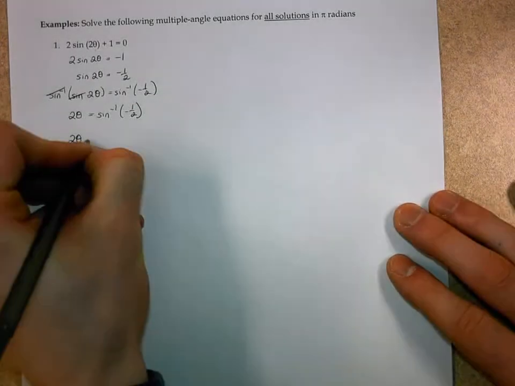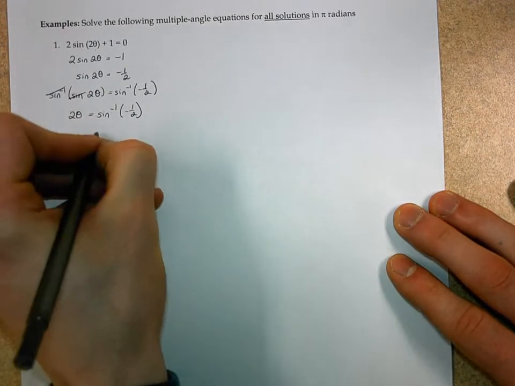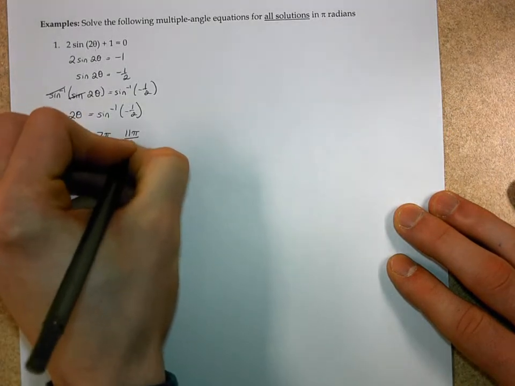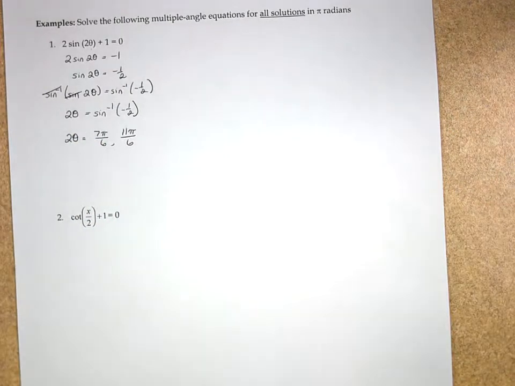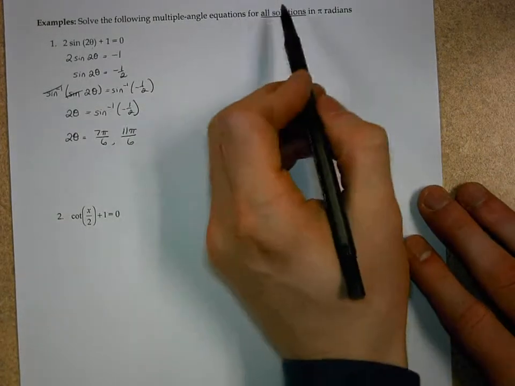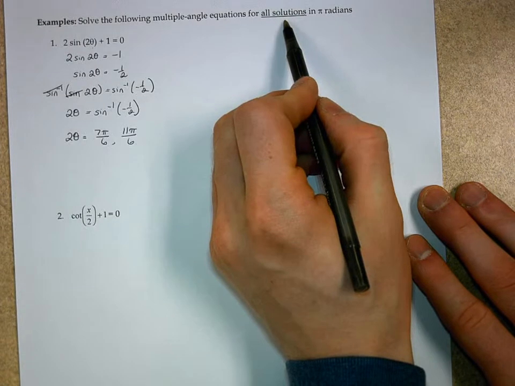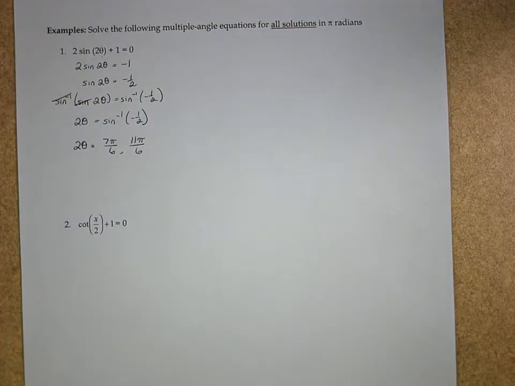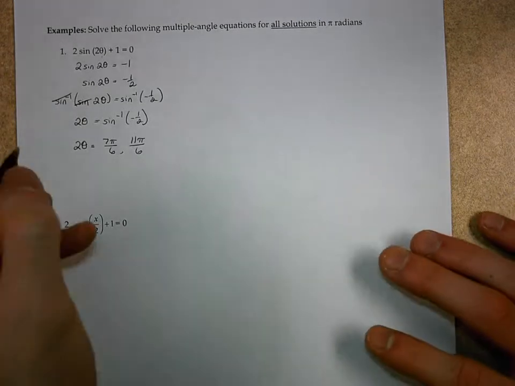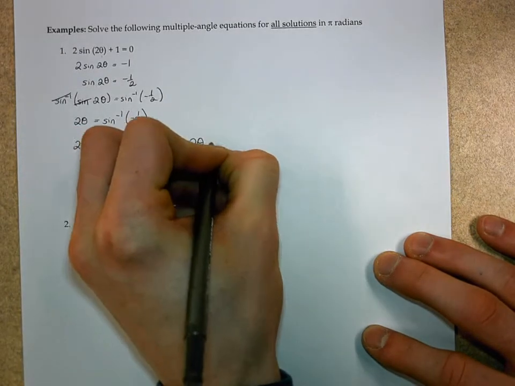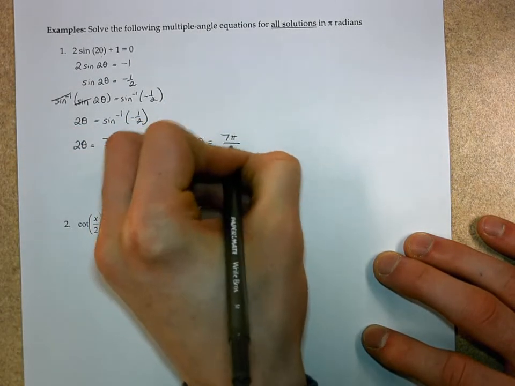So really, this is 2 theta is equal to 7 pi over 6 and 11 pi over 6. Now, I can't just divide by 2 and say I'm done, because I want to have all solutions in pi radians. So what I've got to do is write this answer in my final format and then divide by 2.